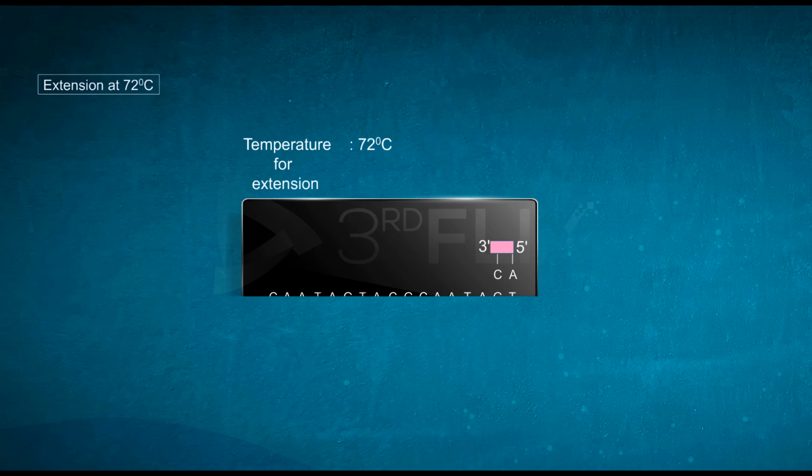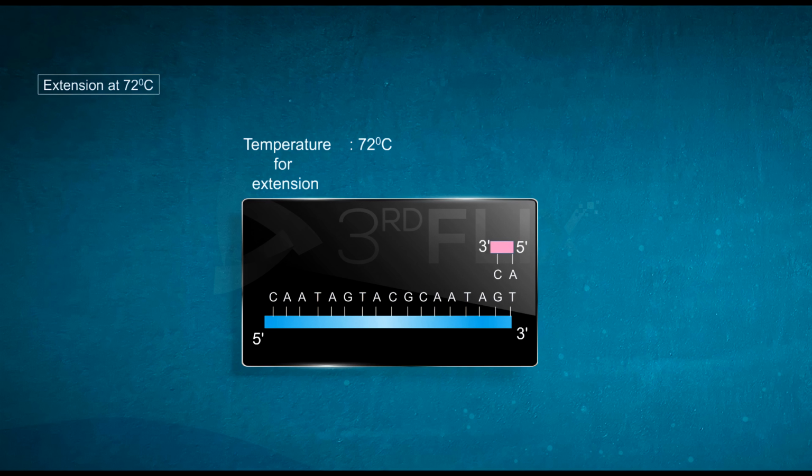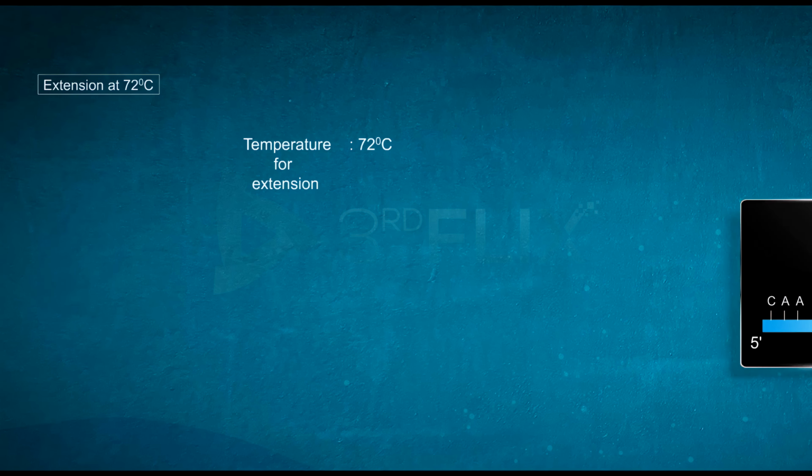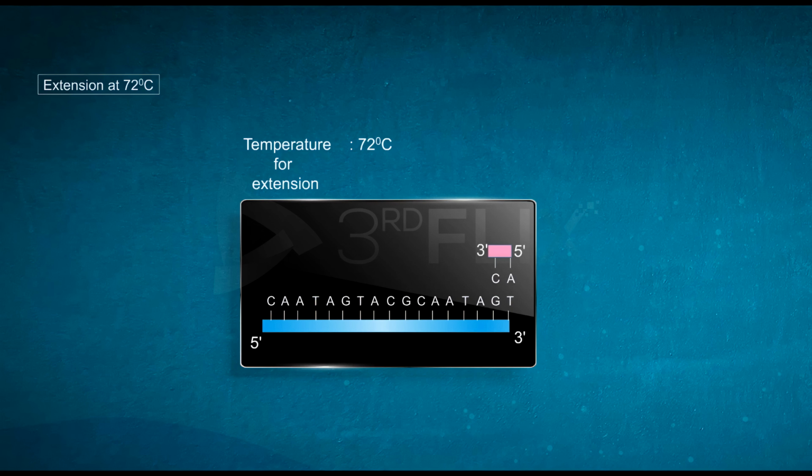Extension at 72 degrees Celsius. Polymerase requires an optimum temperature of 72 degrees Celsius. Bases form couples with primer on 3' sites and dNTPs are added from 5' to 3'. Some primers which have no exact match do not synthesize any extensions.